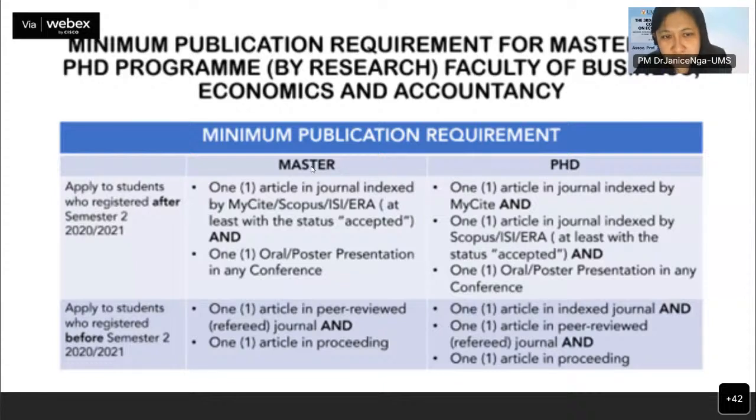So anyone here who is before semester 2, 2020-2021, you will have one article in a peer-reviewed, refereed journal, and one article in a proceeding. And then for PhD, one article in an indexed journal, one article in a peer-reviewed journal, and one article in a proceeding, okay?